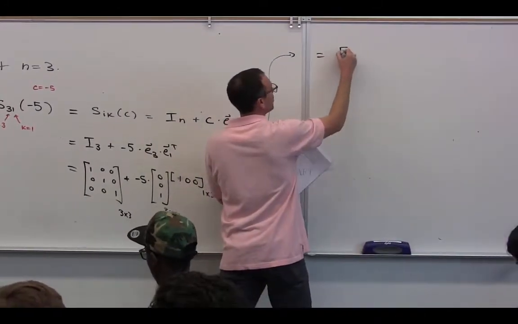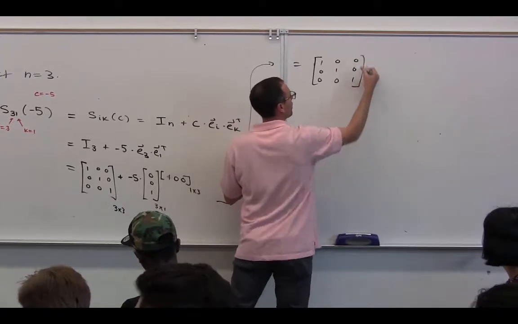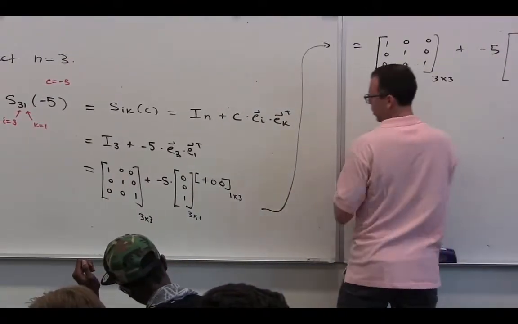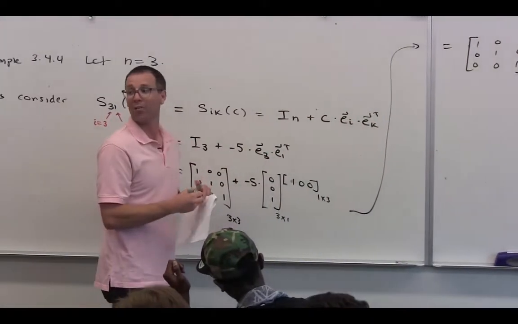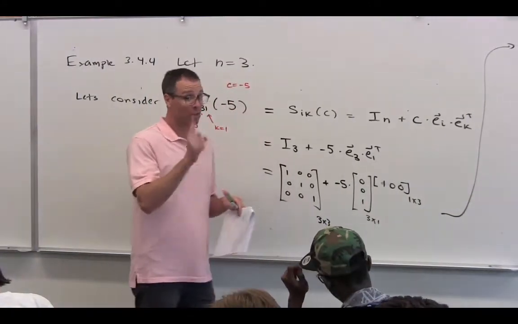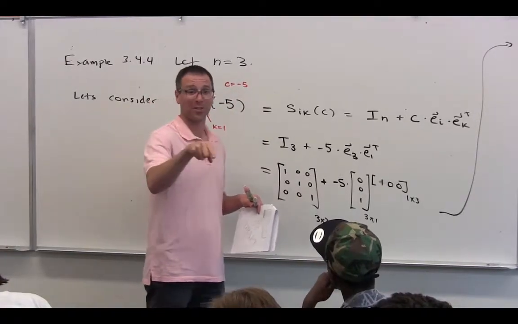Let's go ahead and keep going. So now I've got 1, 0, 0, 0, 1, 0, 0, 0, 1. So this is a 3 by 3. Then I've got -5 times, okay, what's this? What type of operation is this right there? How would I have known it's an outer product? It's not about the transpose. The transpose gives you the dimensions, but not vice versa, right?